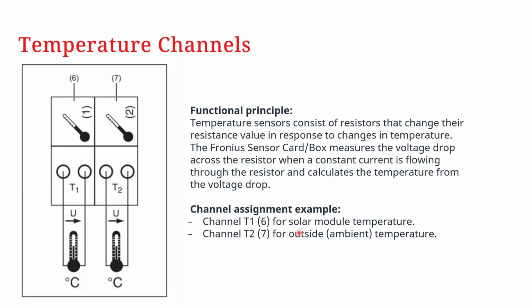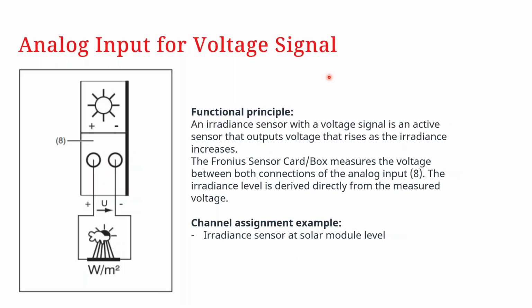So, as mentioned, you can monitor or measure the ambient temperature as well as the module temperature by connecting to terminals 6 and 7, and these are specifically only for PT1000 type temperature sensors. In addition, you can also use an analog input for a voltage signal.